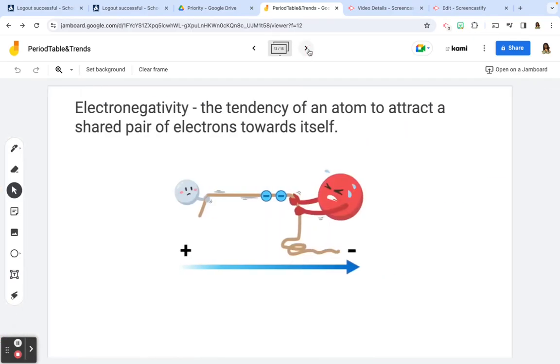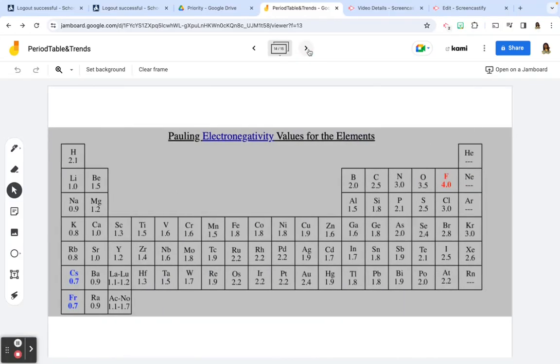So, the next thing we're going to talk about is electronegativity. Electronegativity is the tendency of an atom to attract shared pair electrons towards itself. So notice this atom here in red is really pulling on this electron from this other atom. It really wants it. It has a tendency to want electrons. And let's look at the chart here.